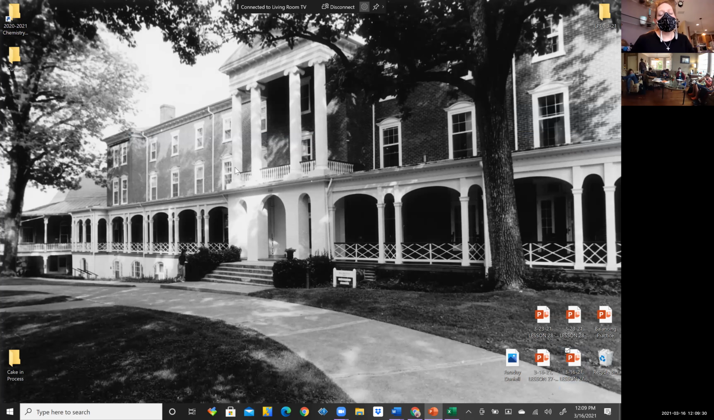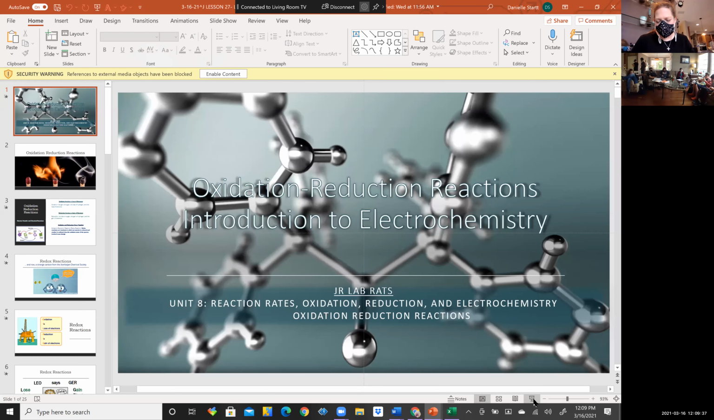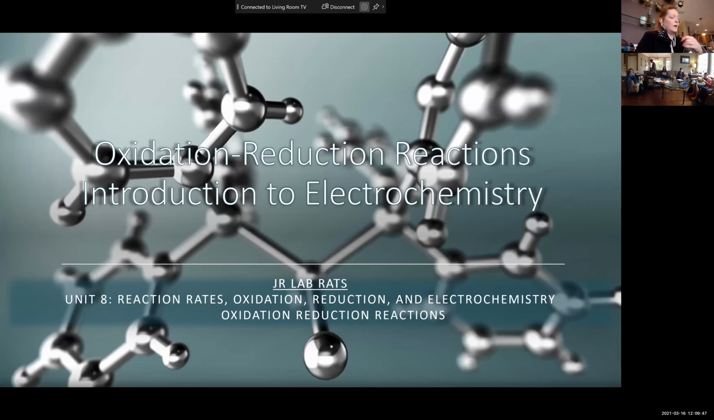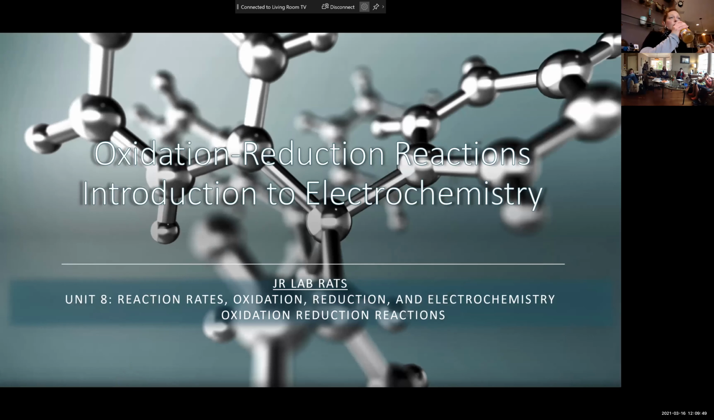Okay, so redox. This is the way of redox. Okay, are y'all situated? No, Cole's coming. All right, well, he'll get here. He lives here.